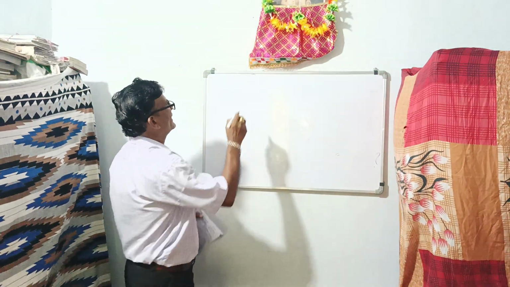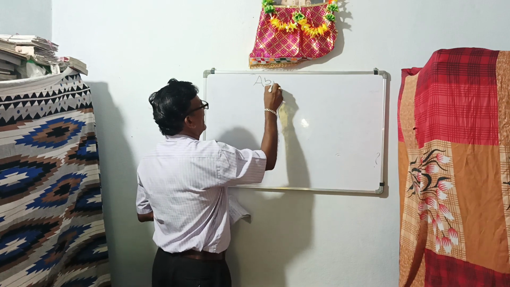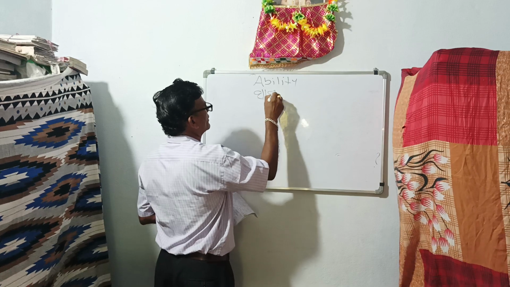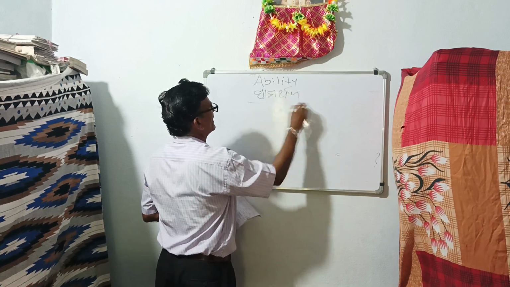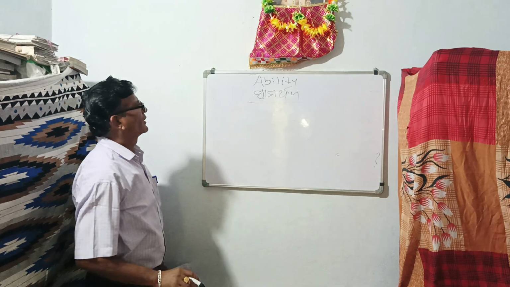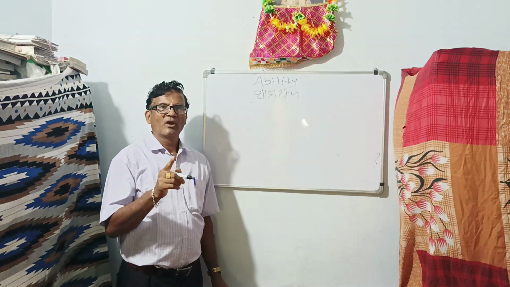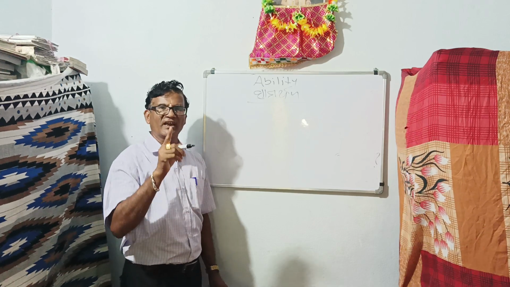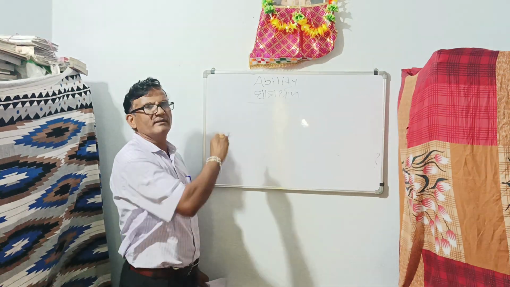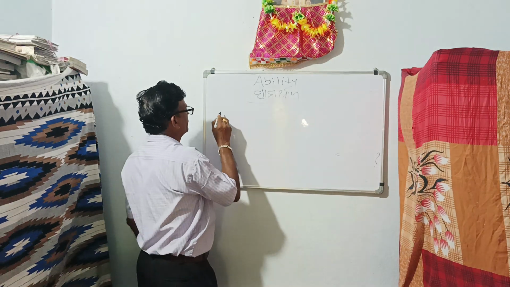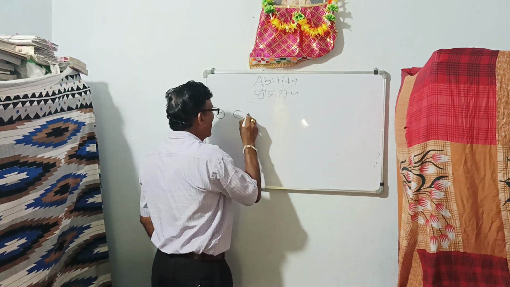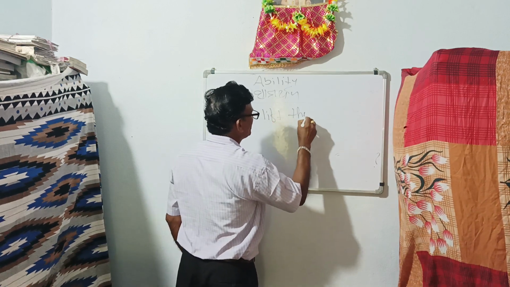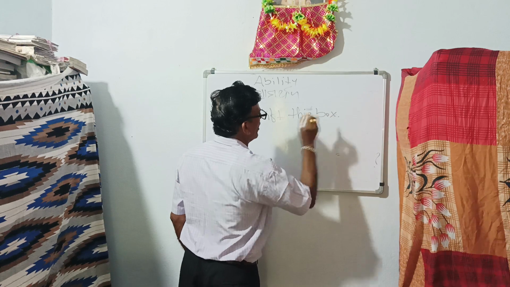Then ability. Ability means samarthya. Can and could are two modal auxiliary verbs which are used to express ability. How? Let us take an example. I can lift this box.